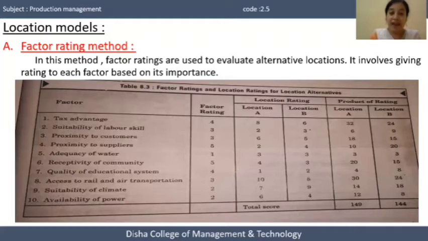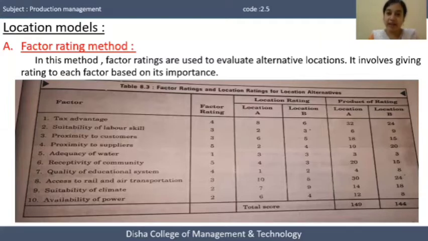And for them, adequacy of water is not important at all. So for that reason, he assigns the minimum point, that is rating 1 point, to the factor adequacy of water. So after rating each factor, the industrialist identifies various alternate locations which are available to them, that is location A and location B. He is in confusion about which location is suitable for him, either location A or location B. He has to choose one location for installing his plant.